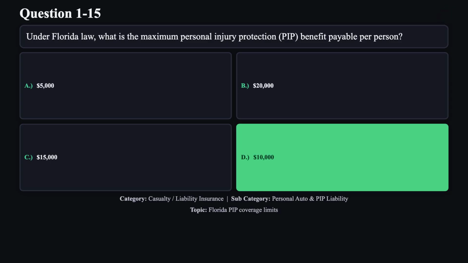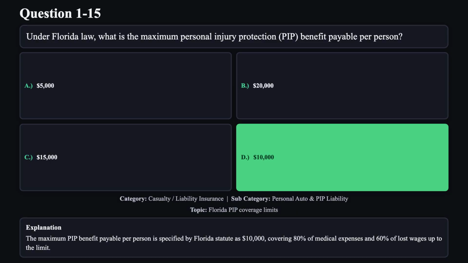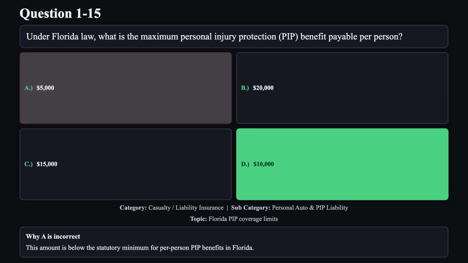The correct answer is D. The maximum PIP benefit payable per person is specified by Florida statute as $10,000, covering 80% of medical expenses and 60% of lost wages up to the limit. Reason A is not correct. This amount is below the statutory minimum for per person PIP benefits in Florida.